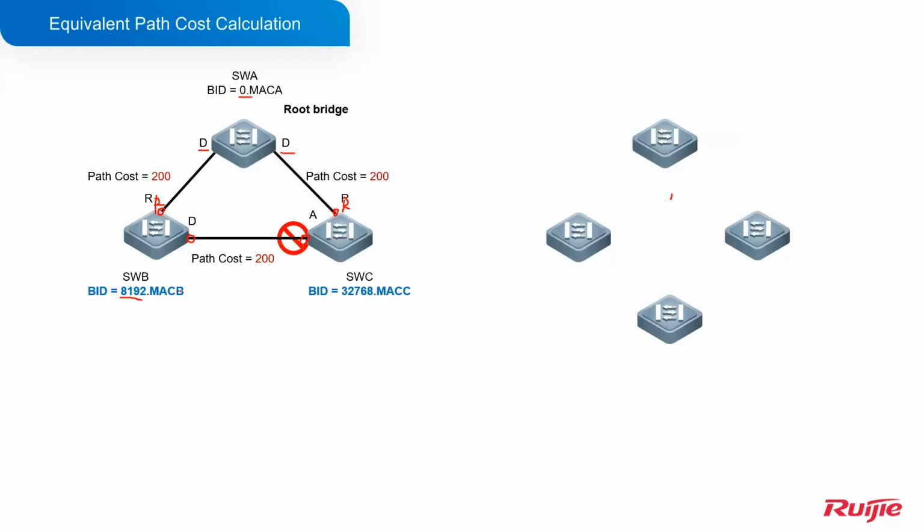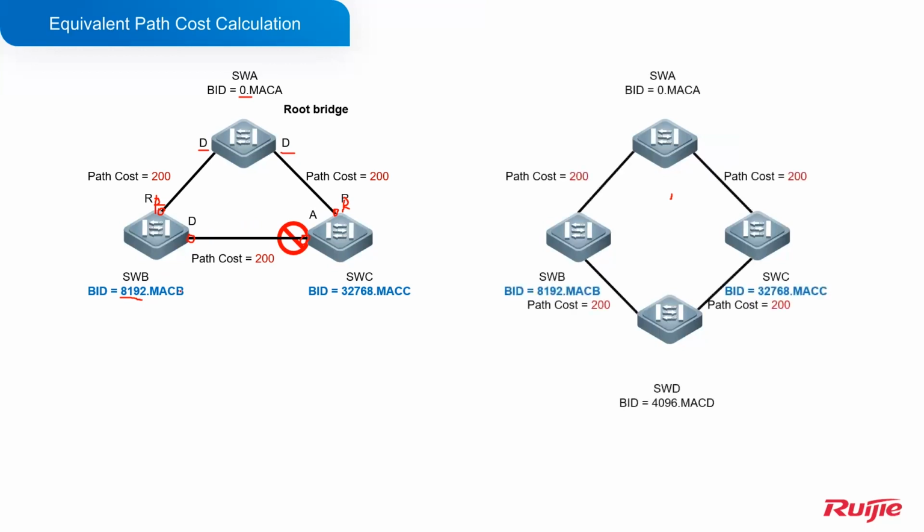And for the figure on the right, let's see it. Now we have 4 switches, and you can see some parameters here. From these parameters, we can easily find out that SWA is the root bridge. And next is the election of root ports. On SWB and SWC it is quite easy. On SWB, the port connected with SWA is the root port. On SWC it's the same. So these two ports are root ports. While for SWD, which is the root port, the left one or the right one?